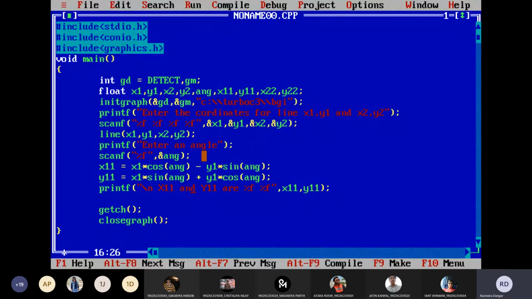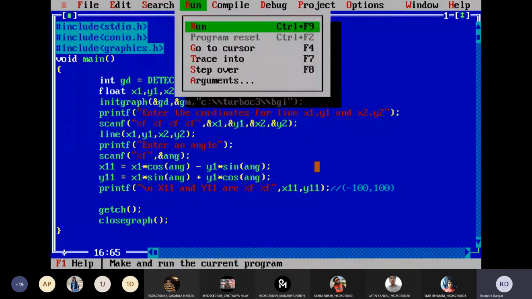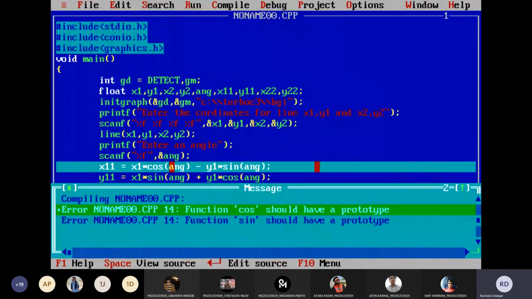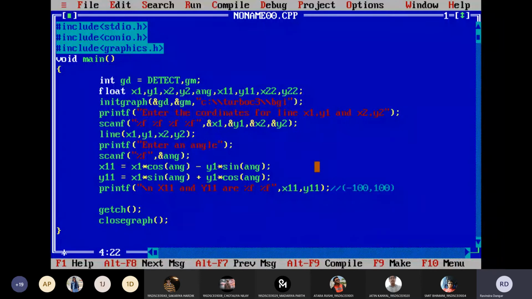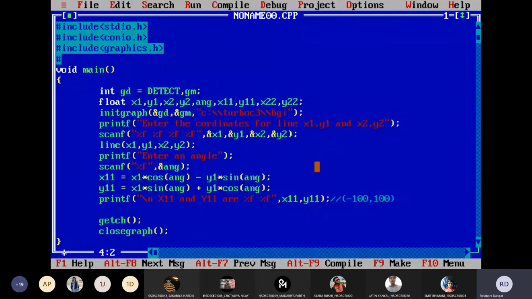So this is what I should get. Let me write it here. We should get minus 100 and 100. Yes or no? Yes sir. So let's try to print the value to see whether we are getting the output or not. We need to declare the header file math.h, because I'm using the mathematical functions. Include math.h. That's fine.